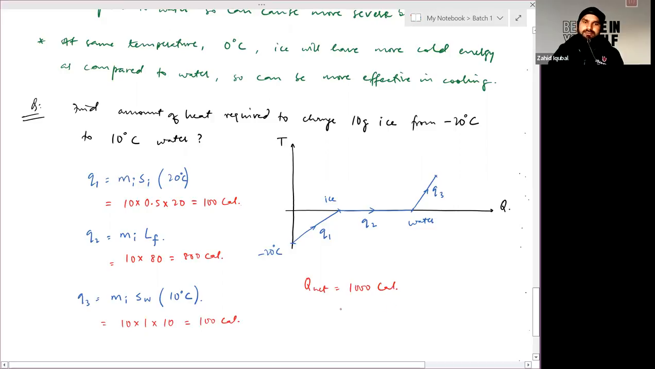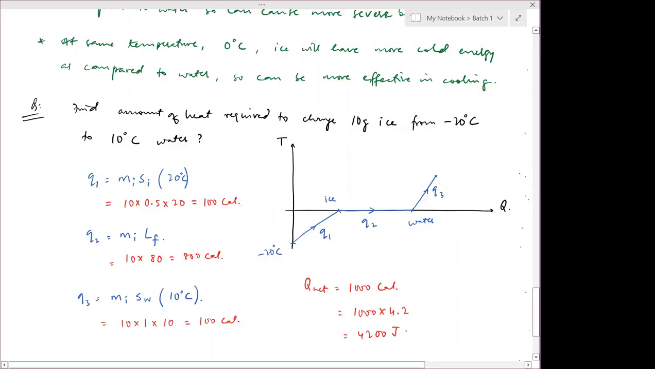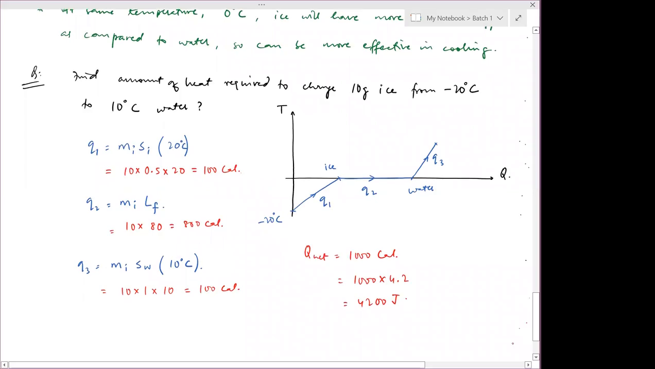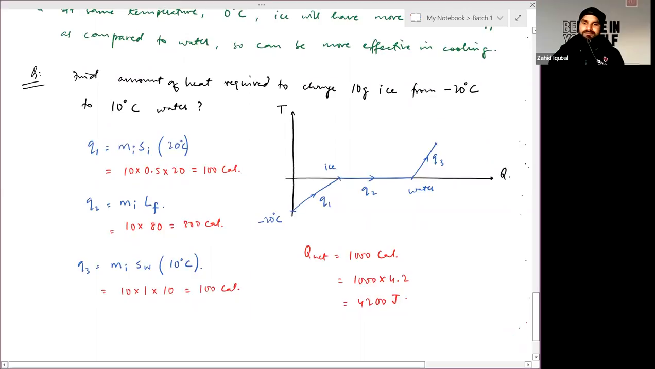Good, Hamza. So 1000 into 4.2, it will be 4200 joule. Khalid, you got the same answer? I got till 1000 calorie. I did not multiply with joule. Okay, good, no problem.